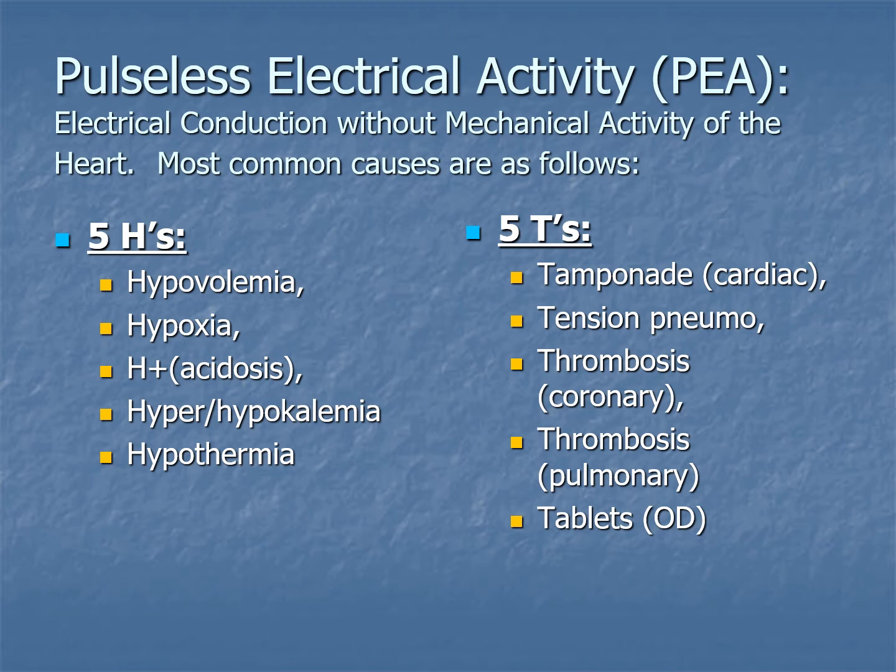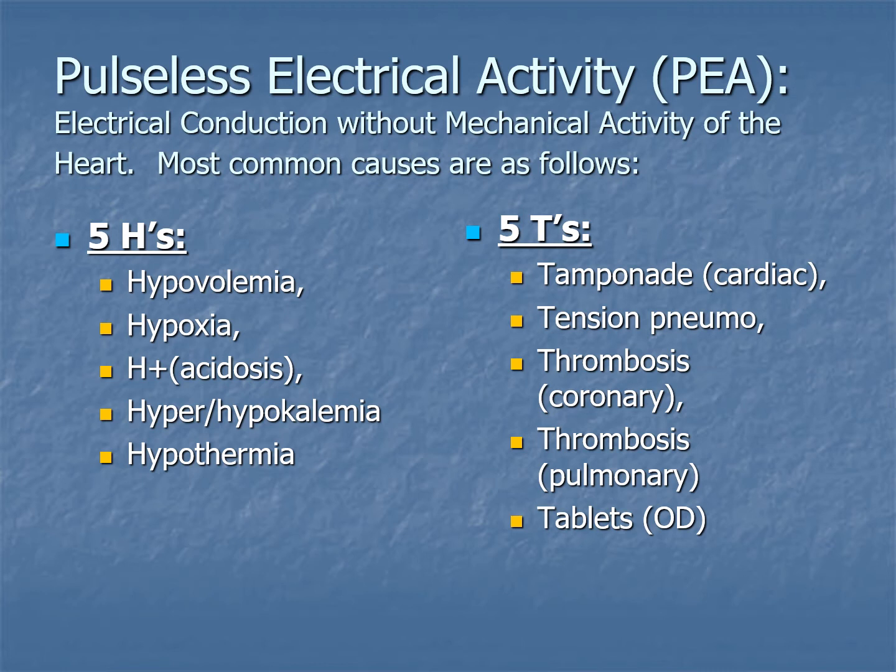And this is where the H's and the T's need to be further investigated. If you're ACLS certified, you're familiar with these. When I go for ACLS certification, I review this stuff as well, so I'm not proud. The H's are hypovolemia, hypoxia, or hypoxemia leading to tissue hypoxia, acidosis, either high or low serum potassium, hyperkalemia or hypokalemia, and hypothermia.